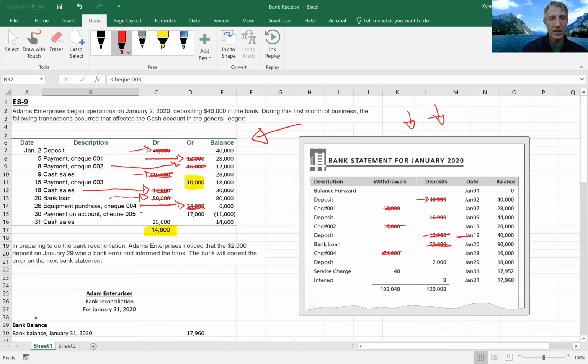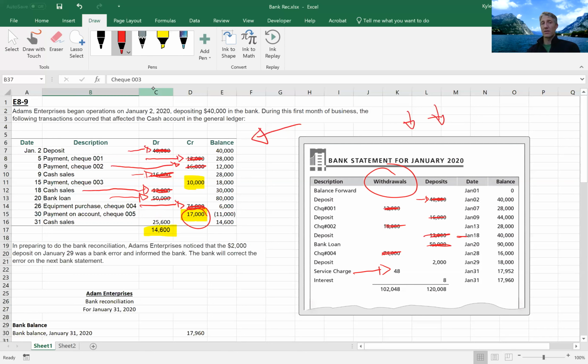And then on the 30th, this company wrote check number 5 for 17,000. So it's a credit to cash, which would mean cash is going down. So I'm going to look in the withdrawals section of the bank. There's only one withdrawal left, and it's for $48. So again, this is the same situation as before. This company wrote a check for 17,000. They gave it to a supplier.